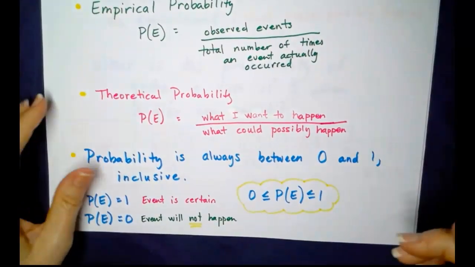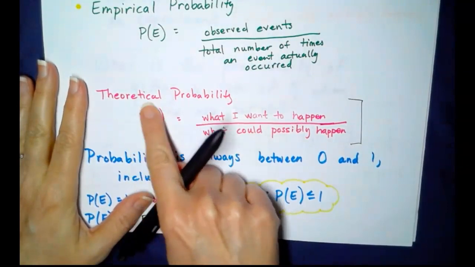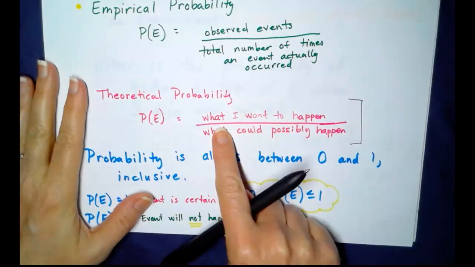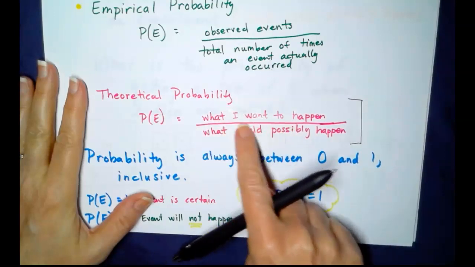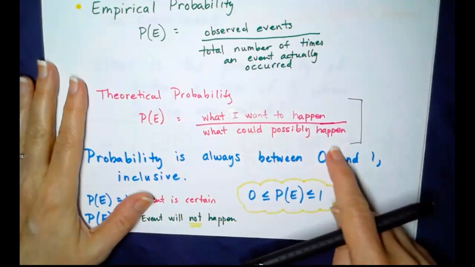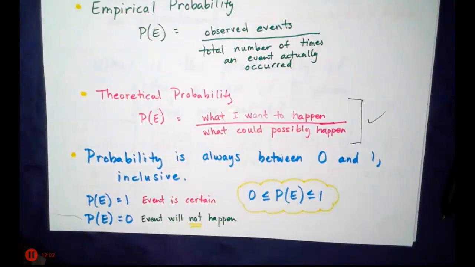So that is what you need to know about probability. Very quickly, one more time. Theoretical probability, always ask these two questions. What do I want to happen? Divided by what could possibly happen. Answering these two questions is going to help you get through the homework with ease.